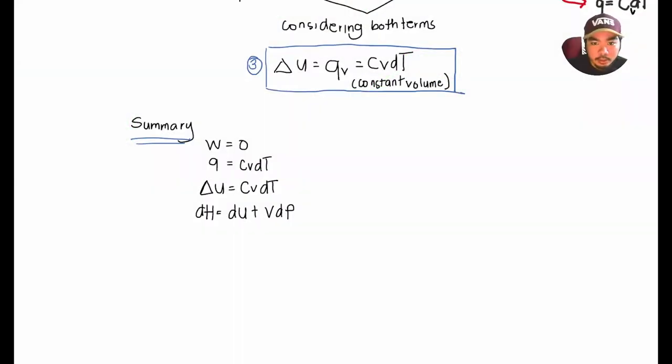And if you have questions, just place them in the chat box. Actually, there's a question: Sir, are Q and H interchangeable in the formulas? Since delta U is equal to Q minus W, it looks similar to H is equal to U plus PV. Actually, they are not interchangeable.